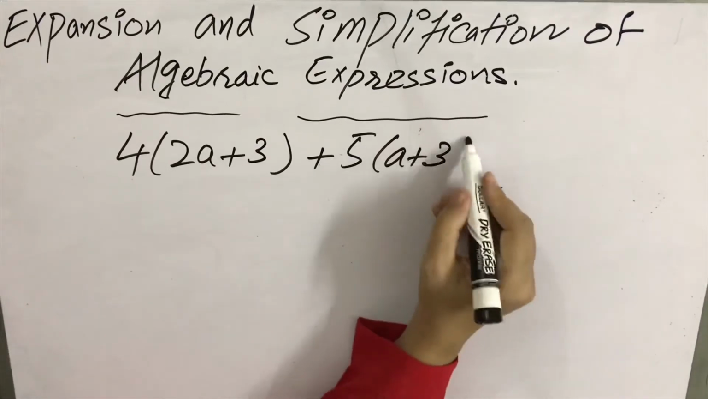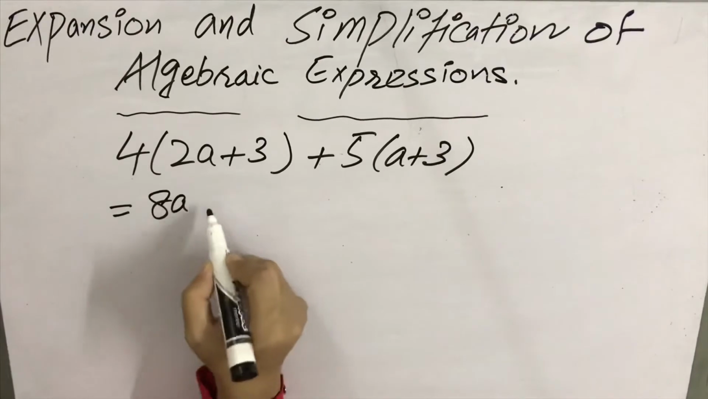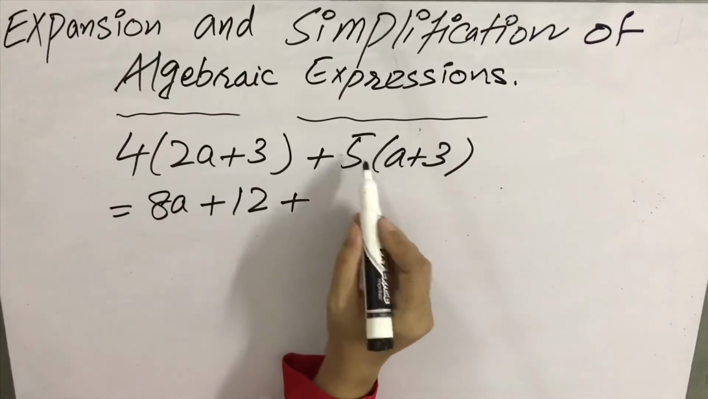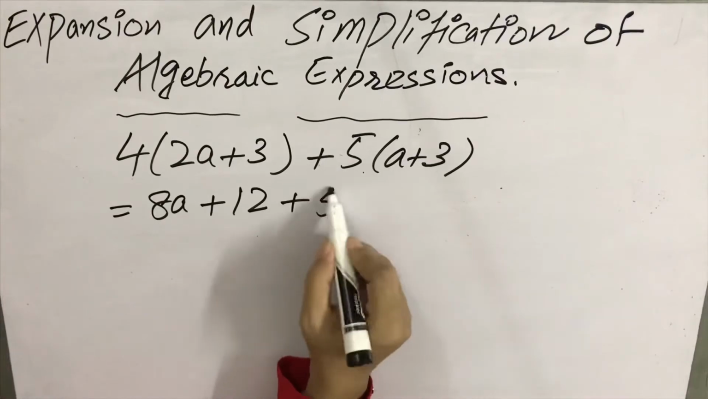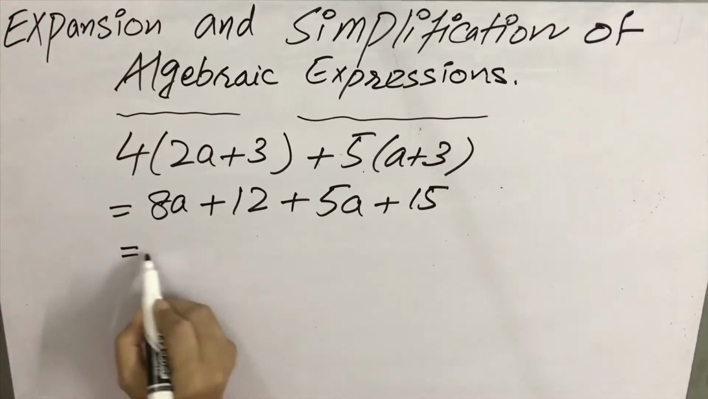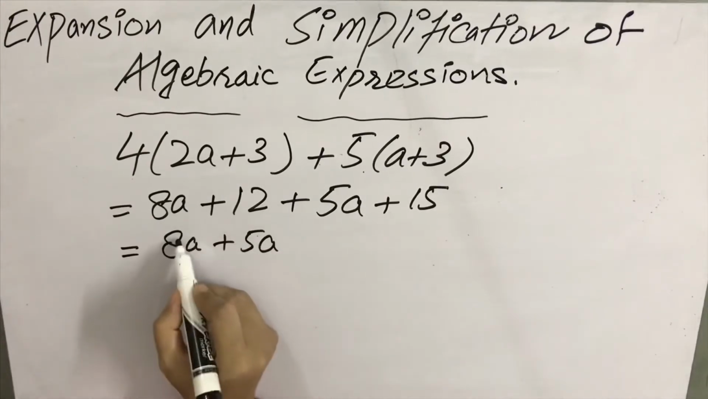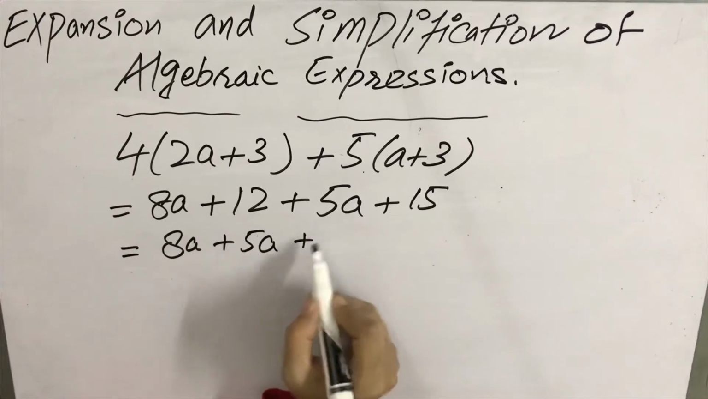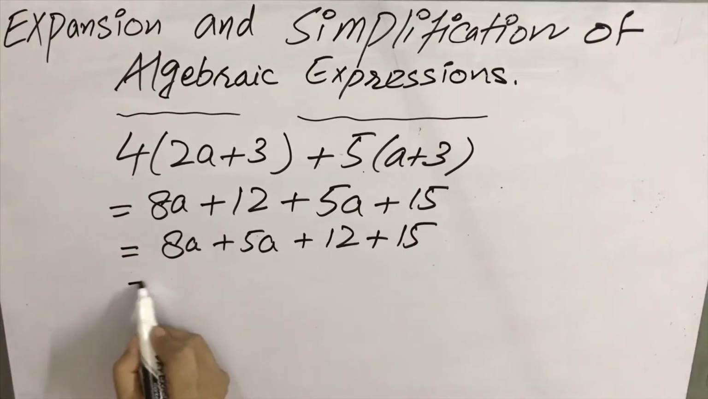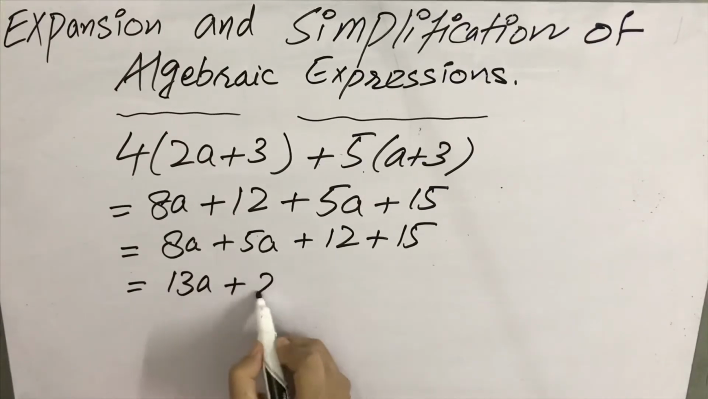Another form of question is 4 bracket 2a plus 3 plus 5 bracket a plus 3. First of all, you will expand and then simplify. 4 2s are 8a plus 4 3s are 12. 5 1s are, a means 1a. 5 1s are 5a. 5 3s are 15. You have expanded. Now you are going to arrange. We shall arrange like terms, a with a, constant with constant, and your answer is 13a plus 27.